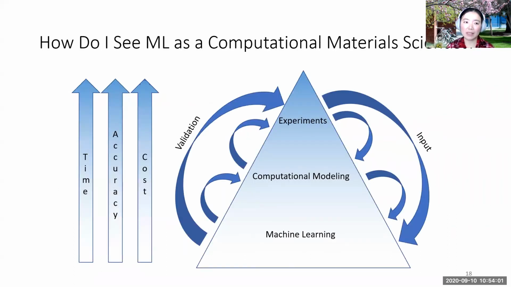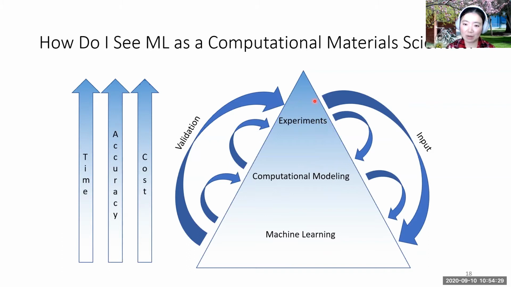So as a computational material scientist, this is how I see the role of machine learning in material science research. This is a triangle. I built this triangle based on time, accuracy, and cost. The bottom of the triangle is machine learning, the middle part is computational modeling, and the top part is experiment.